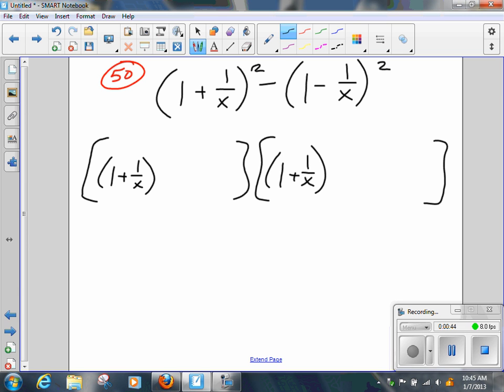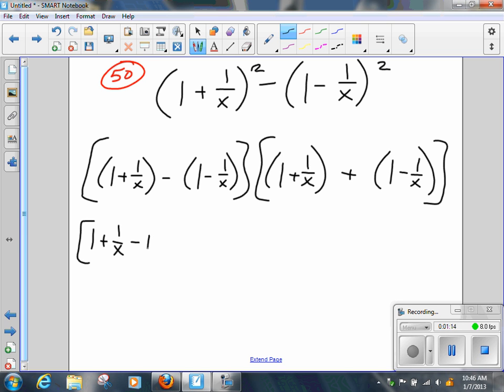What's going to go in the second spot in each set of parentheses? 1 minus. And then my signs in the middle are going to be what? Different. Because it's just a fancy difference of squares. Now, I got my minus sign in the front this time. All I'm going to do is do what with that negative? Distribute. So I'm going to rewrite 1 plus 1 over x minus 1 plus 1 over x.